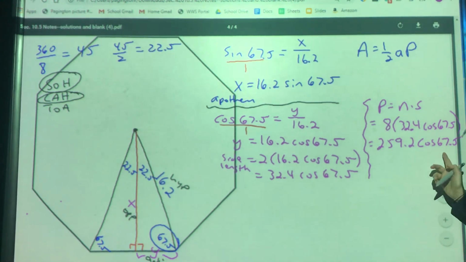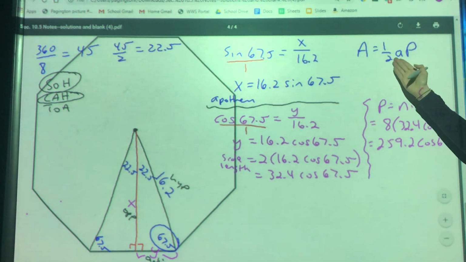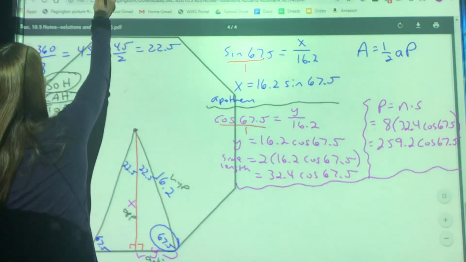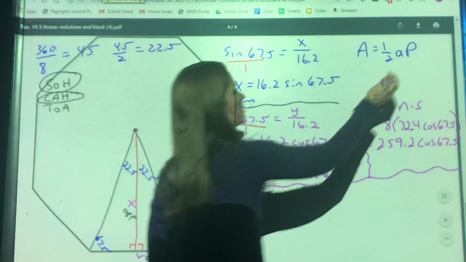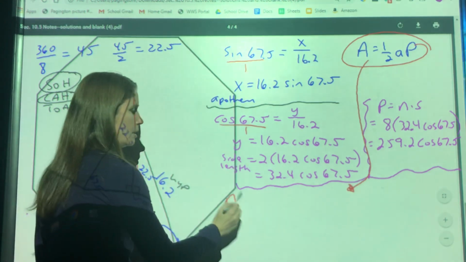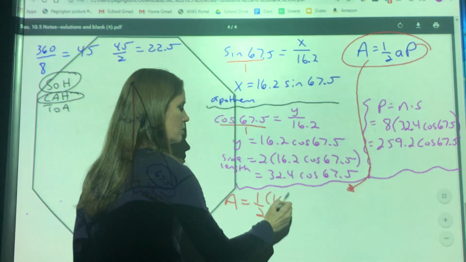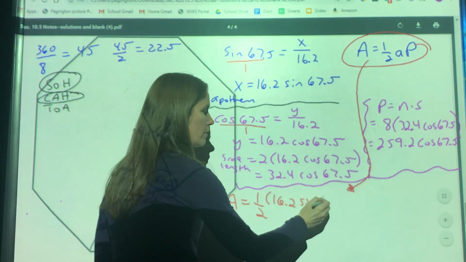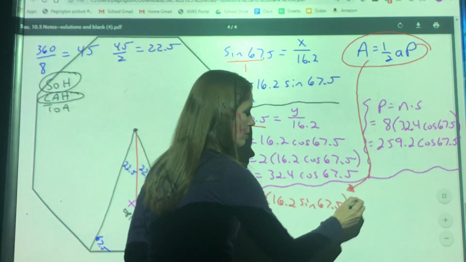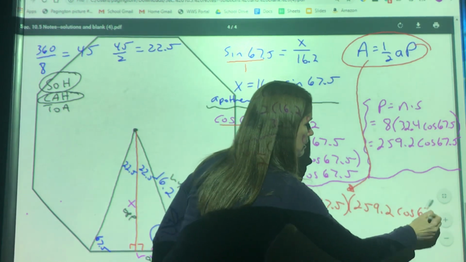So now I know my perimeter, which is right here. My apothem I already found up here, and now I can finally use this formula and plug in what I know. I'm going to do it down here at the bottom. I'm not going to rewrite the formula again, I'll just point to what I'm doing. So I've got 1/2. My apothem, I said, was 16.2 sine of 67.5. And my perimeter, I just came up with, was 259.2 cosine 67.5.